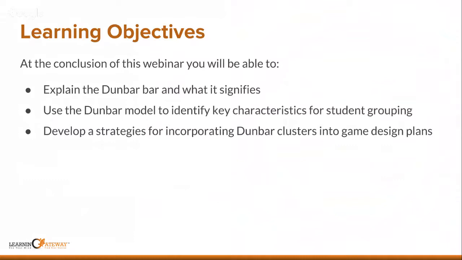So we're going to just talk a little bit about what the Dunbar number is, that actually should say number, not bar, excuse me. So explain what the Dunbar number is and what it signifies. Use the Dunbar model to identify key characteristics for student groupings. So we're going to apply the Dunbar model to education specifically, and then use that to start talking about strategies for incorporating what I call Dunbar clusters into the game design plans that we have been covering throughout this series.